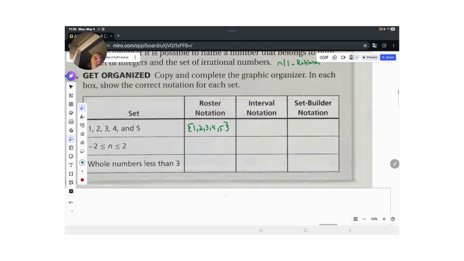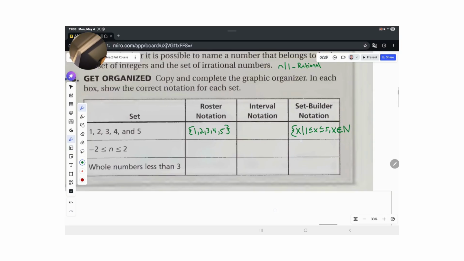Let's go over here and write our set builder. Open up that brace. Write our x, our slash, with x there being greater than or equal to 1, and then less than or equal to 5. x element symbol, and our N. Make sure we close out that brace.